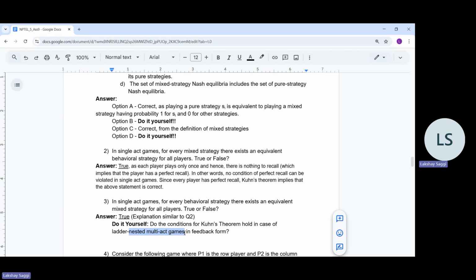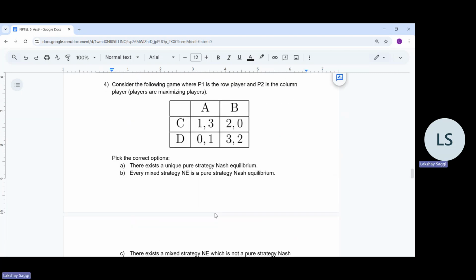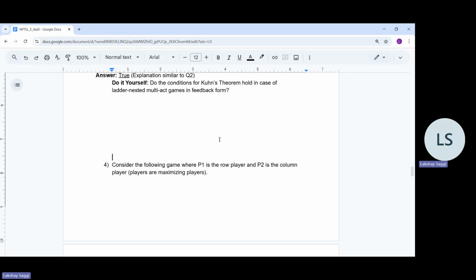I'm not going to tell whether these exist or not, whether they hold or not. But yeah, it will be a good exercise for you guys to try. So yeah. Okay, then maybe we can move on to the fourth question.